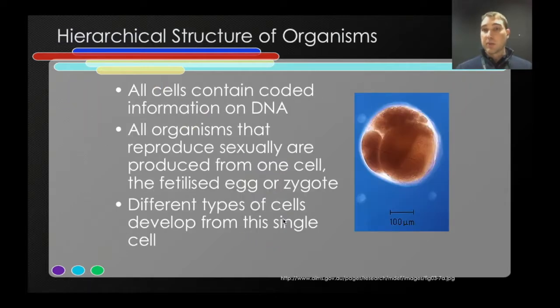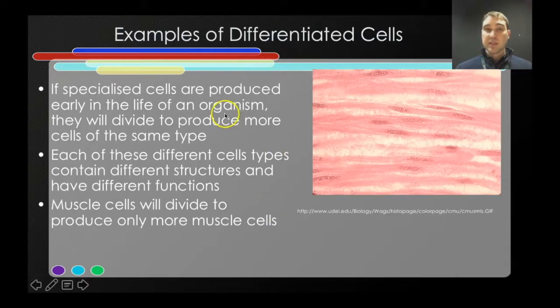So just recapping what we looked at last time, we looked at differentiation. All cells have identical DNA because they came from the same fertilized cell. Different types of cells are produced by turning on or off different genes to produce different cell types. This is called specialization. Specialized cells are produced early on in an organism. They keep on dividing and produce more cells of the same type. Each of the different cell types contain different structures and have different functions.